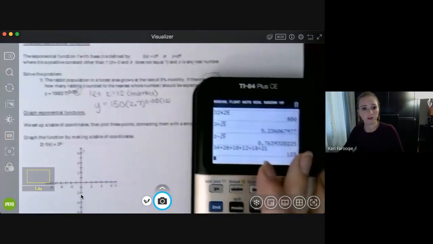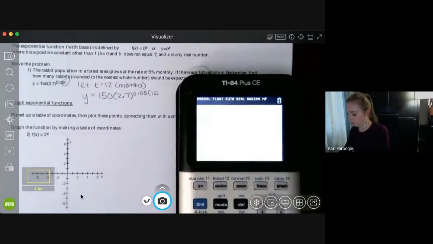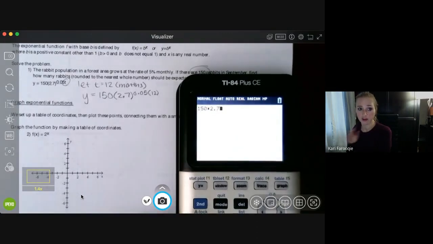So when you put this in your calculator, you should be entering 150 times. Now, you don't have to put the parentheses around the 2.7. You can just write the 2.7 to the, and then if your calculator's newer, you'll get an exponent box. If your calculator's older, you're just going to see the caret and the parentheses. That's fine. Just multiply inside your exponent.